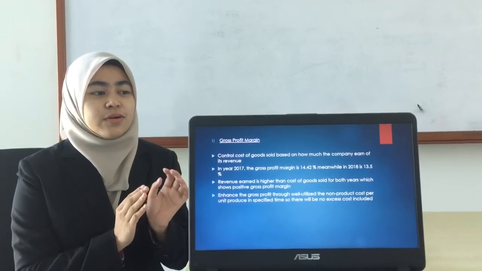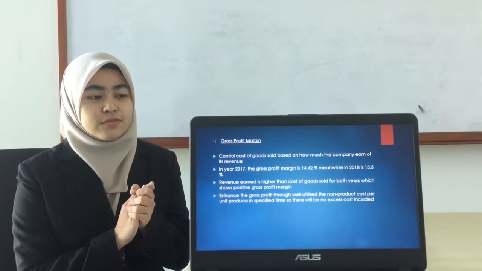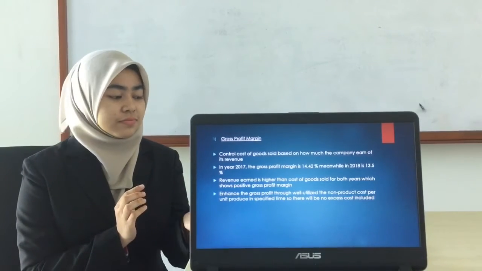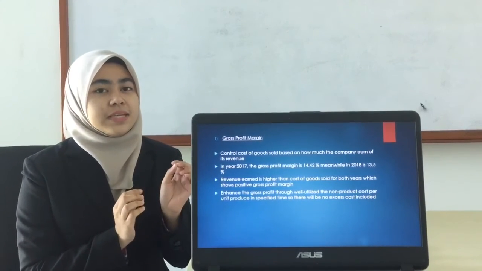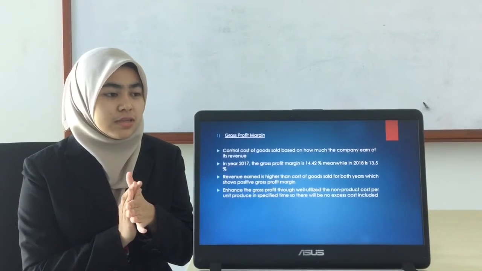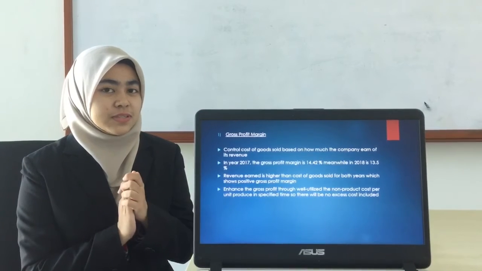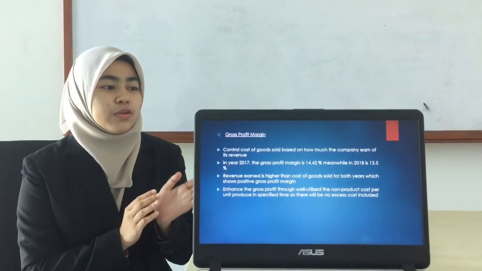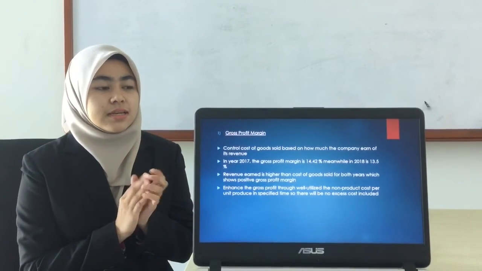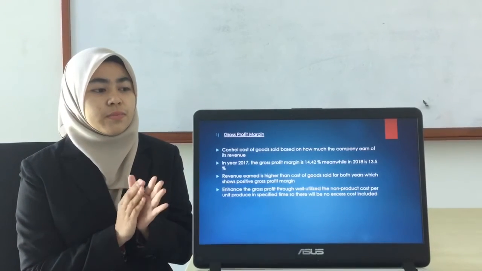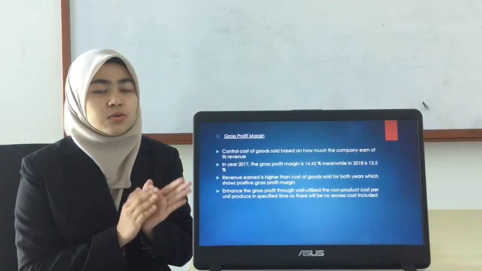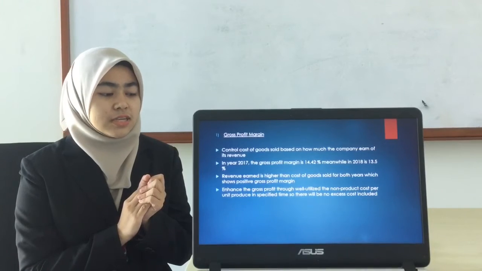And more, revenue earned is higher than the cost of goods sold for both years, which shows the positive gross profit margin. But the company is still unable to increase the gross profit margin before deducting other expenses incurred, even though the revenue is much higher than the cost of goods sold. For the recommendations, the company can enhance the gross profit margin by well utilizing the non-product cost per unit produced in a specified time, so there will be no other excess cost included.